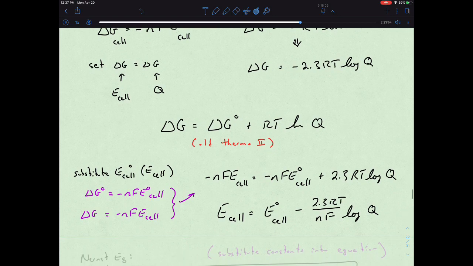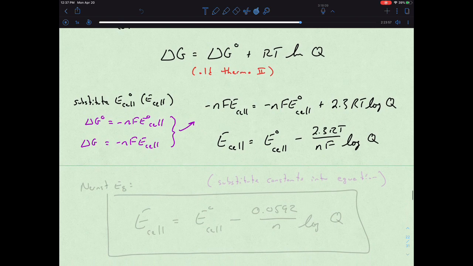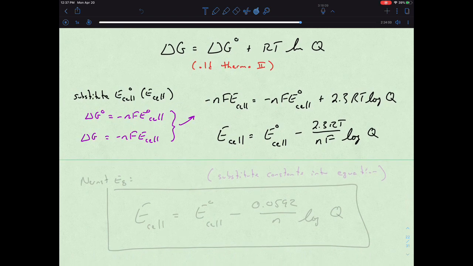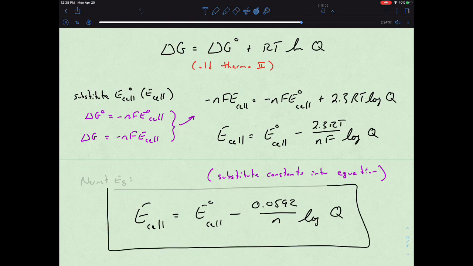With our cell potential not at standard state equal to the potential at standard state minus 2.3 RT over nF log of Q. And remember, here is when we can substitute constants into the equation. And so we end up with this as our final expression. And this is known as the Nernst Equation.